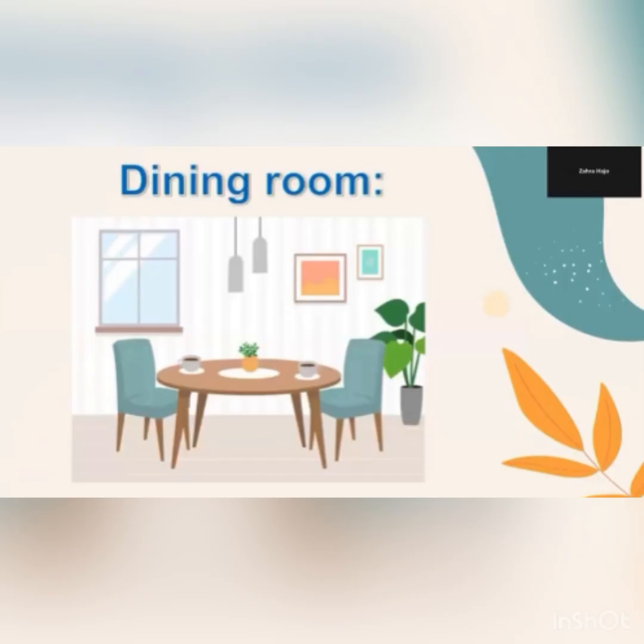And the last room is the dining room. It's a room in a house specifically designed for eating meals. It typically contains a dining table and chairs. Did you like the lesson? So, the house parts are the living room, the bedroom, the bathroom, the kitchen, and the dining room.